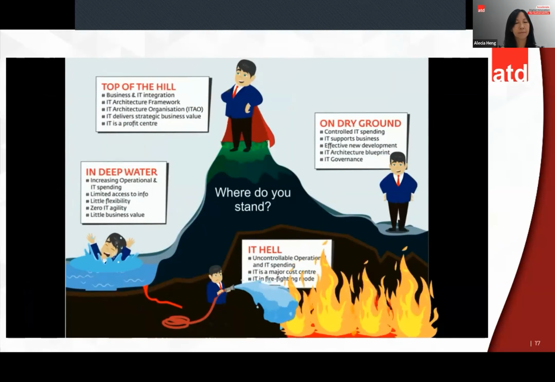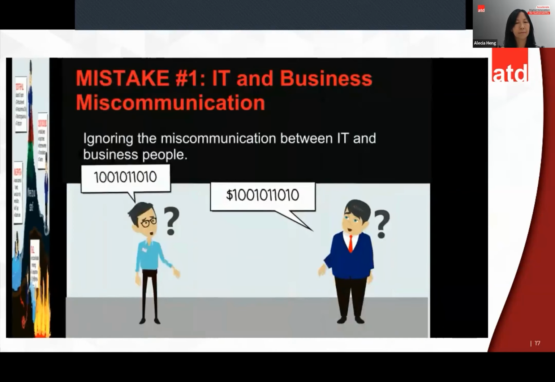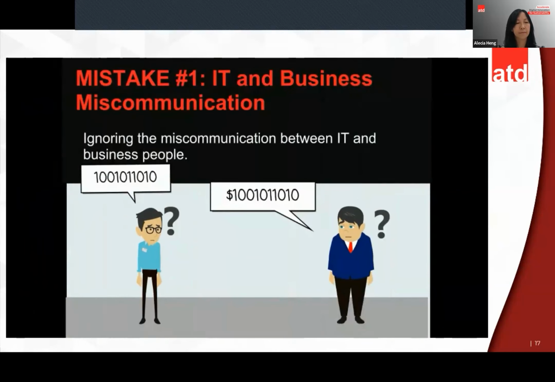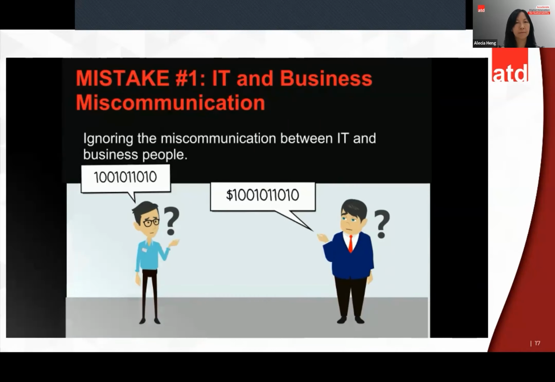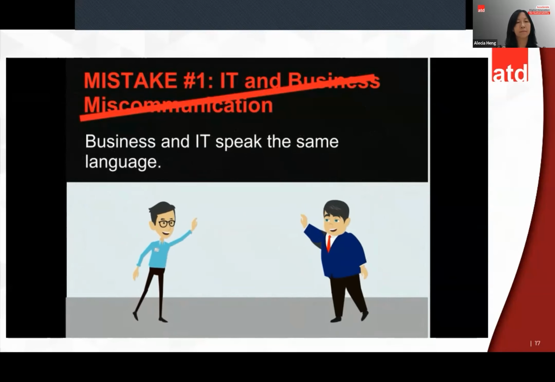Now let us review the solution to the 5 typical mistakes. Mistake 1, IT and business miscommunication. The solution is in finding a common vocabulary that allows the IT team to think in technical terms but yet be familiar with business jargon, and for the business team to accurately express what it needs. Enterprise architecture facilitates that common vocabulary.